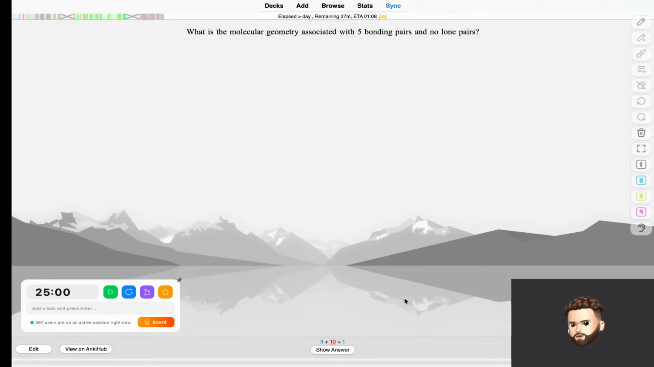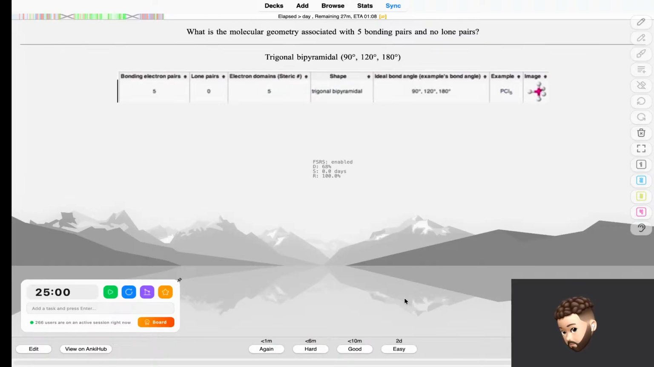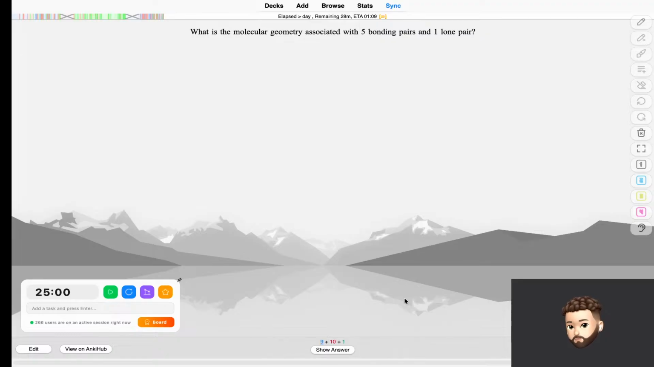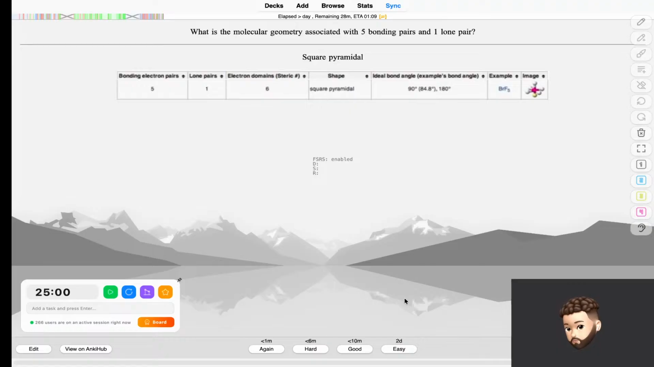Five bonding pairs and no lone pairs: trigonal bipyramidal. This is going to be 90 and 120. 90, 120, 180. What is the molecular geometry associated with five bonding pairs and one lone pair? I don't know. Square pyramidal.